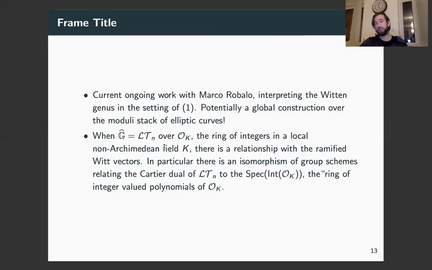and this is actually the Lubin-Tate formal O_K-module, over the ring of integers in the local non-Archimedean field. And in this case, I obtain an isomorphism of group schemes relating the Cartier dual of this formal group with the spectrum of the ring of integer valued polynomials of O_K. And this is actually a group scheme. And this is actually analogous to what happens integrally or over Q_p locally.